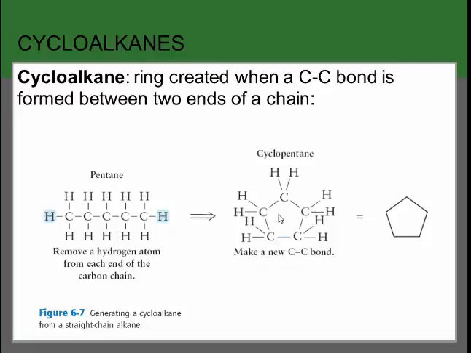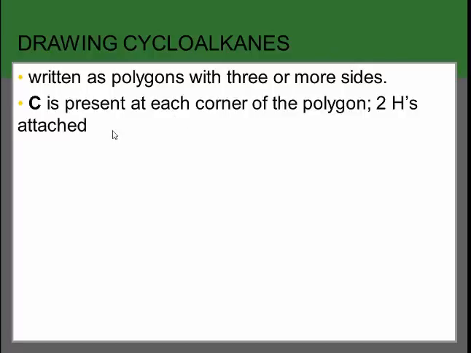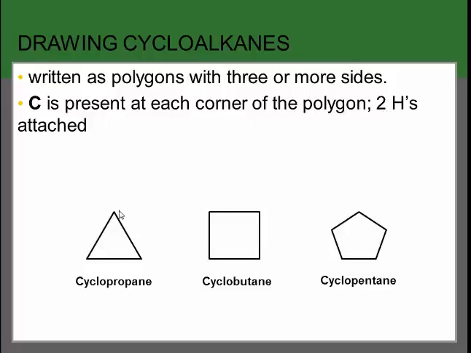And chemists like to draw them even more simply. We just draw this pentagon. That stands for all of these different carbons and hydrogens and bonds. And so cycloalkanes can be written as polygons with 3 or more sides. There's a carbon present at each corner of the polygon, and we imply that 2 hydrogens are attached every time there's a corner. So here's cyclopropane.